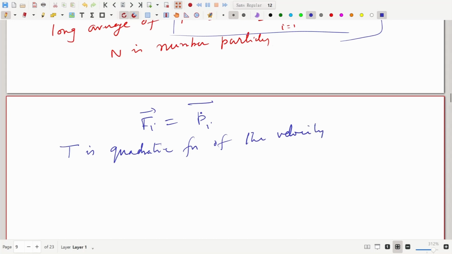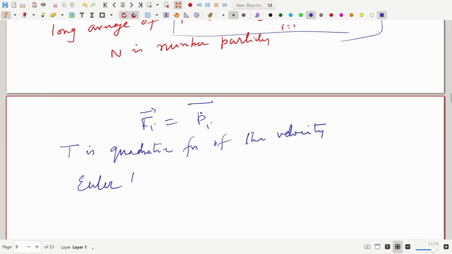This is a very good approximation. We see that for most systems, the kinetic energy is a quadratic function of velocity. So, if it is a quadratic function of velocity, the Euler theorem I mentioned a few lectures ago, Euler's theorem in mathematics, says that the sum over i of vi dot ∂T/∂vi will be 2T.